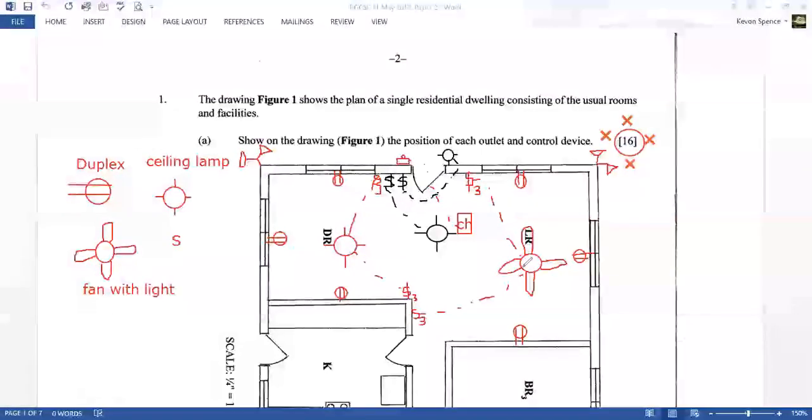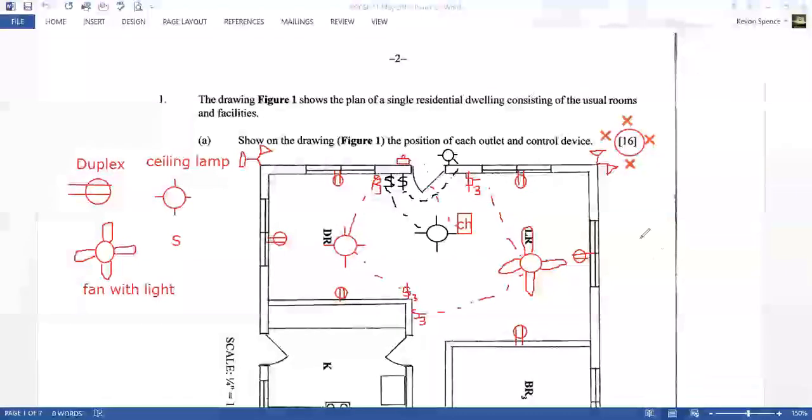Now, I'm going to scroll down and just wire the bathroom and the kitchen.